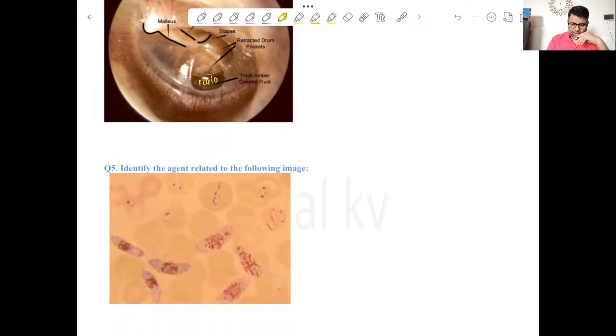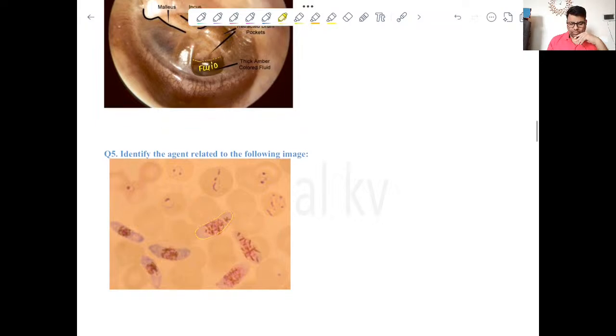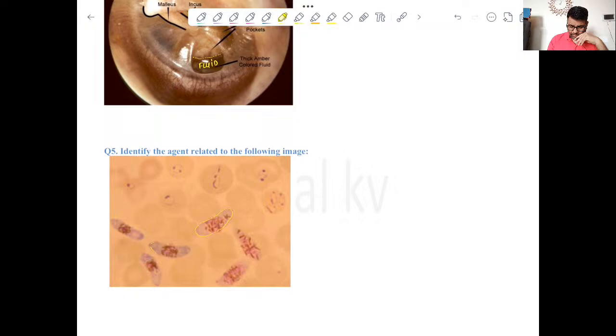Then identify the agent. Actually this is a gametocyte of plasmodium, one of the plasmodiums. So if you look here, the shape of the gametocyte is somewhat like a banana, right? So the shape is somewhat like a banana, and therefore if you have these banana shaped gametocytes, you have to straight away jump to falciparum, right? So this is Plasmodium falciparum. Clear? So just look for these banana shaped gametocytes. So quite easy to identify.